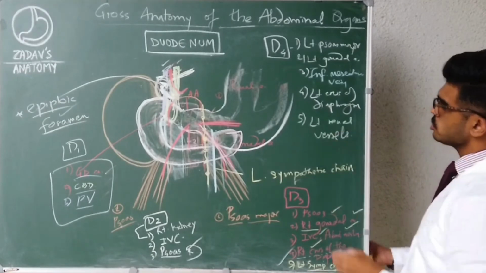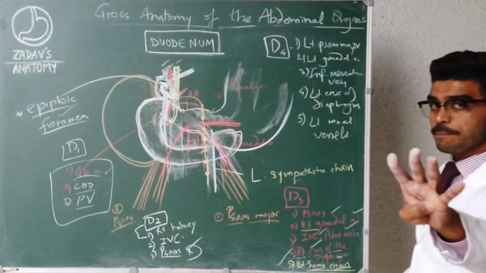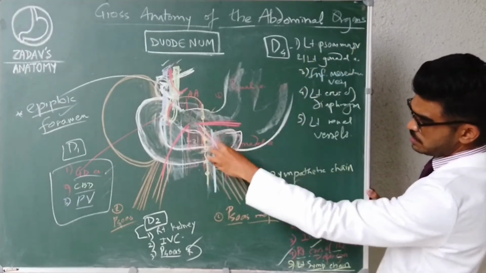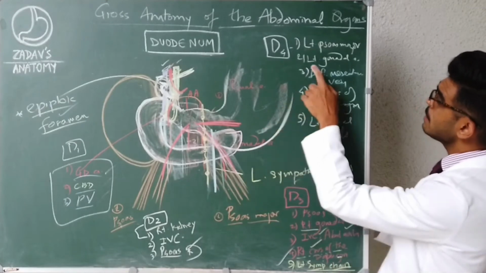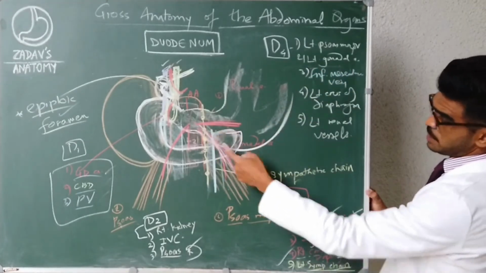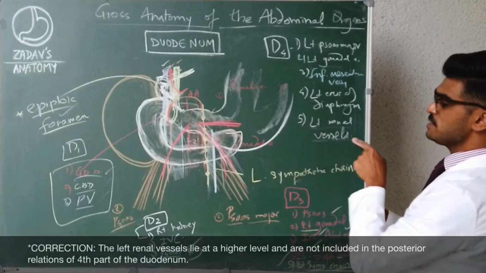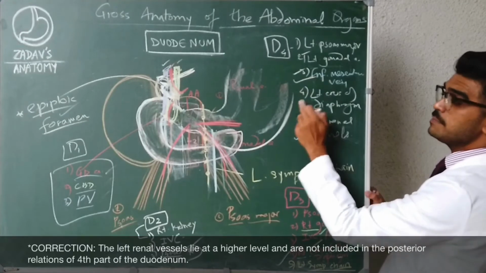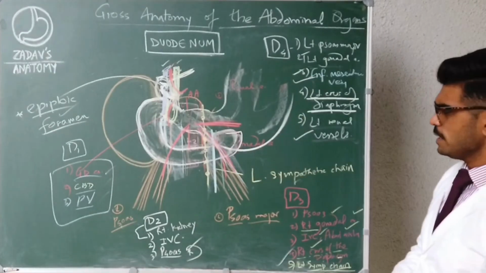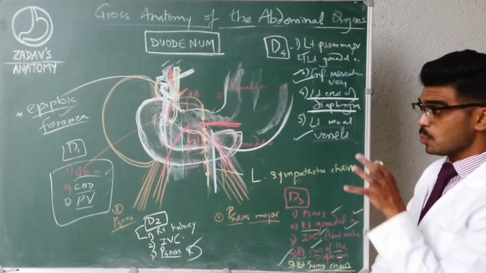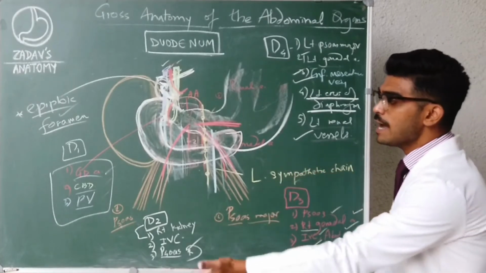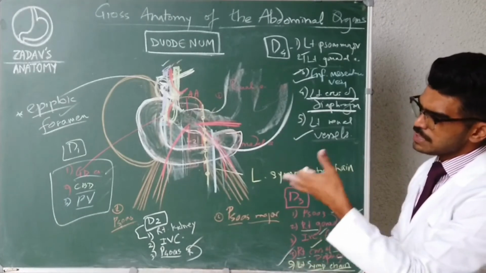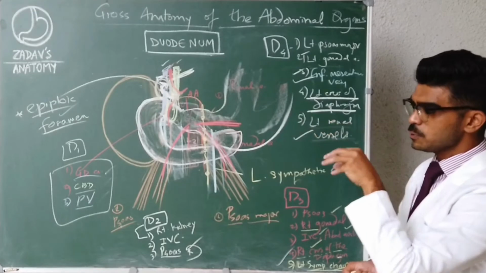Okay, so the posterior relations of the fourth part of the duodenum are, let's start from the top, left psoas major, just on the left side of the midline, remember, left gonadal artery, might as well finish left renal vessels right there, the inferior mesenteric vein. Okay, now let us talk with this background in our heads about the anterior relations, and eventually what you can do is, when you watch the lecture a second time, you can just go through anterior and posterior relations of every part.